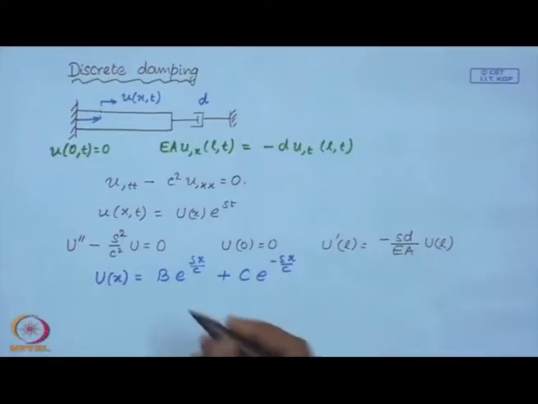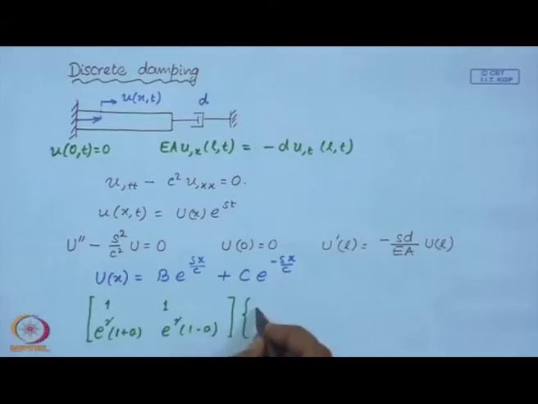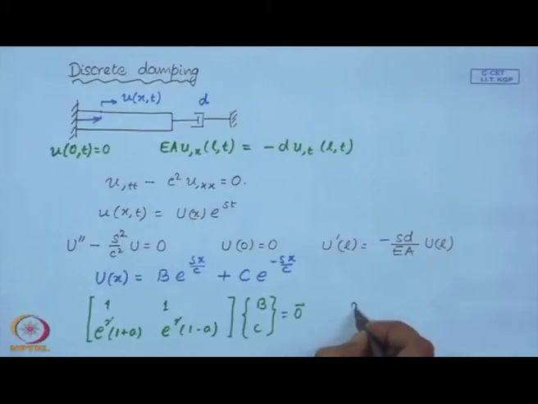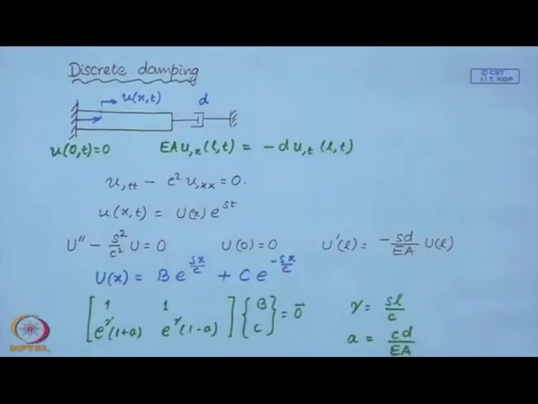And when we use the boundary conditions, these two boundary conditions can be written in this form, where this gamma is S times L over C, and this A here, this small c, is of course the speed of axial waves in the bar.